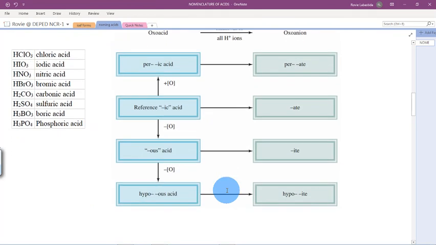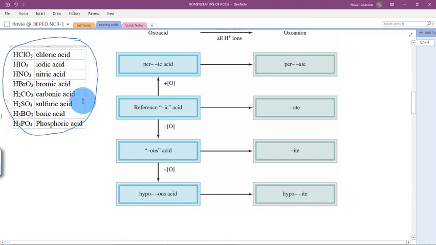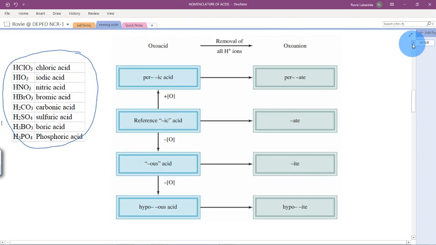Now, these are the ic acids that I mentioned a while ago, right? So I want you to look at the diagram. Let me just adjust the frame. There you go. So these ic acids will serve as our reference point. When you say reference point, it's where we're going to start.